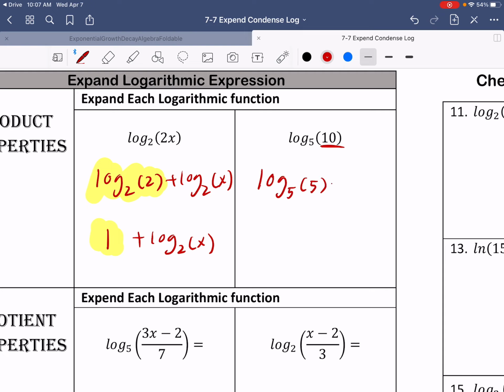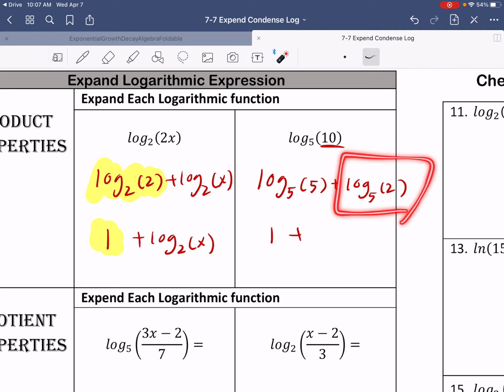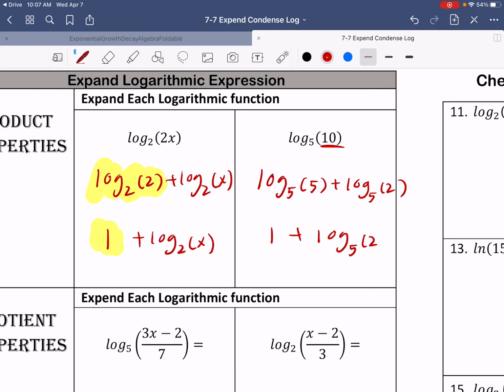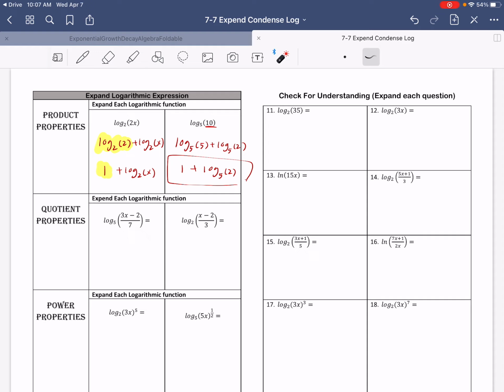Like that. And this one, obviously, they have the same base. If you just put this one into a calculator, it's going to be equal to 1. And if you put this one into a calculator, you're going to get some ugly decimals, so you're just going to write it like that. So if you want to check for understanding, you can try this question and this question.